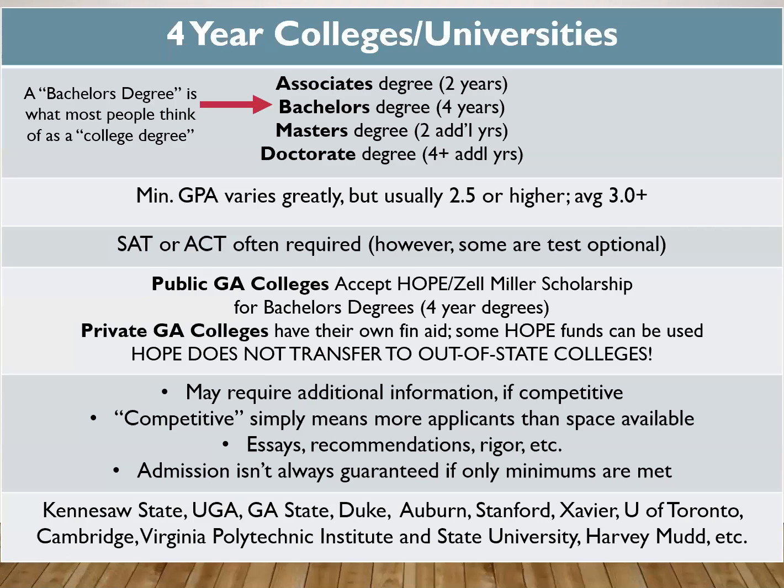If schools are competitive, meaning there are this many applicants and only this many spots, they're going to have to figure out a way to admit this many students. So if they've got all these people, they've got to figure out how to narrow that down. That's when it becomes competitive, and that's where schools are going to be looking at something other than your test scores and your GPA. So essays, recommendations, what rigor you've presented, that kind of information can come into play. Admission isn't always guaranteed if the minimums are met. It could be that you meet the minimums, but there are a lot of people and you're being compared with a lot of people, and so you might not get in because of other factors. Okay, so I just listed some examples down there at the bottom.